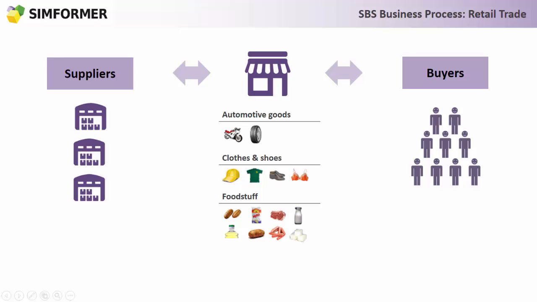So what is retail trade? Defining it simply, buying goods from suppliers and selling them in your stores to the final consumers or buyers. Even though the definition is quite simple and easily understandable, if we look deeper into the retail trade process, we will see that it involves a lot more than just buying and selling.